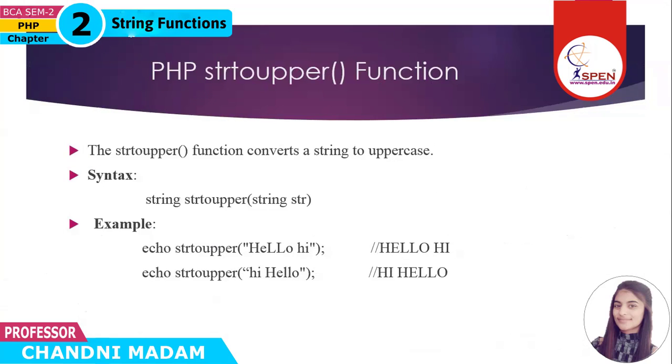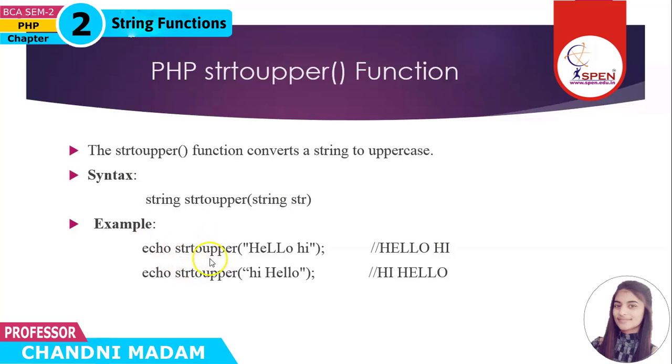Now the next function is strtoupper. So the strtoupper function converts all string characters to uppercase. Here we will pass one string and this function converts this string to uppercase and it will return an uppercase string. So the return type is string.